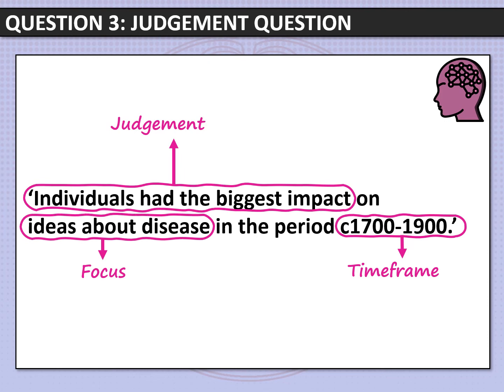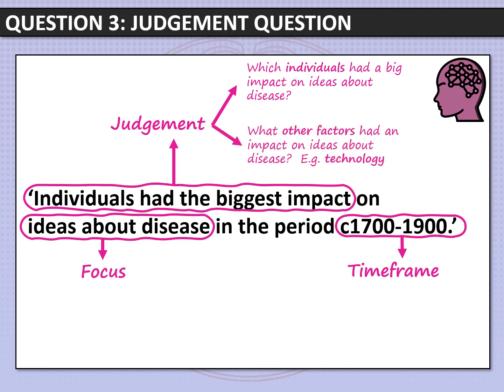And that started me thinking, is that true? Did individuals really have the biggest impact? Or did other factors have a bigger impact? And I need to take a few moments to think about that. I'm starting to ask myself, which individuals had a big impact on ideas about disease in this time period? I'm also thinking to myself, what other factors had an impact on ideas about disease? For example, technology. So it's worth reading the statement carefully, checking that you understand it, and having a really good think about what you might include in your answer.